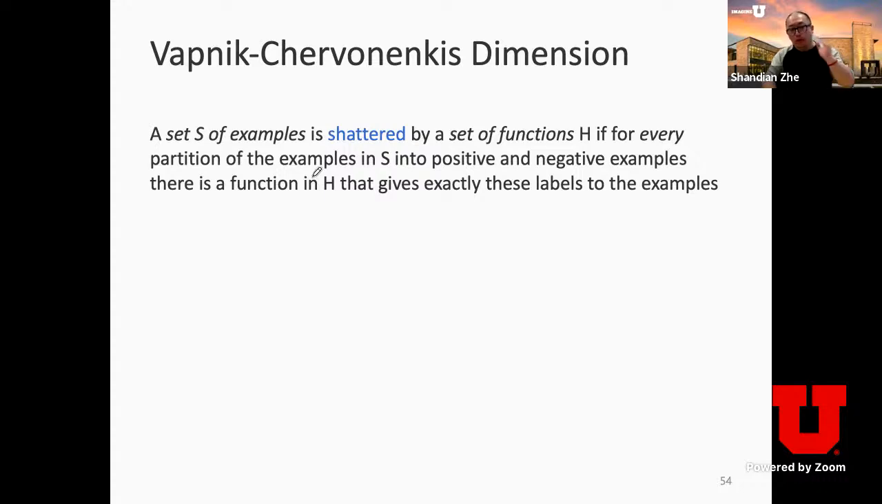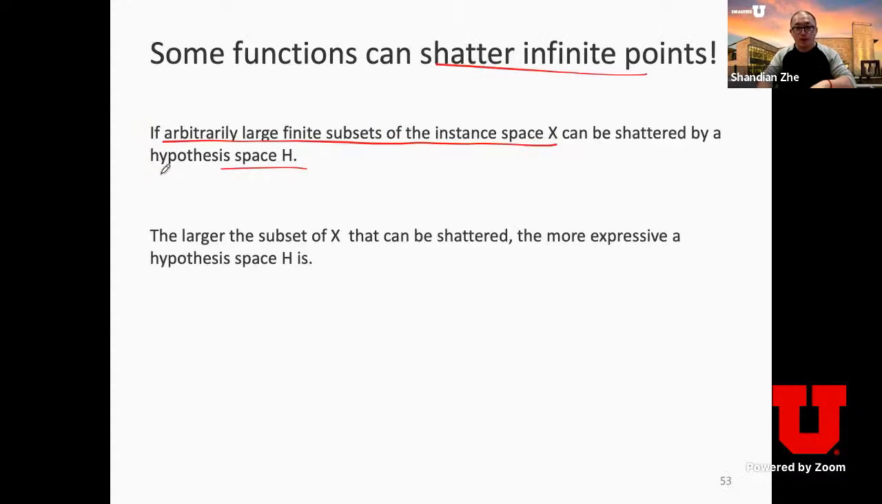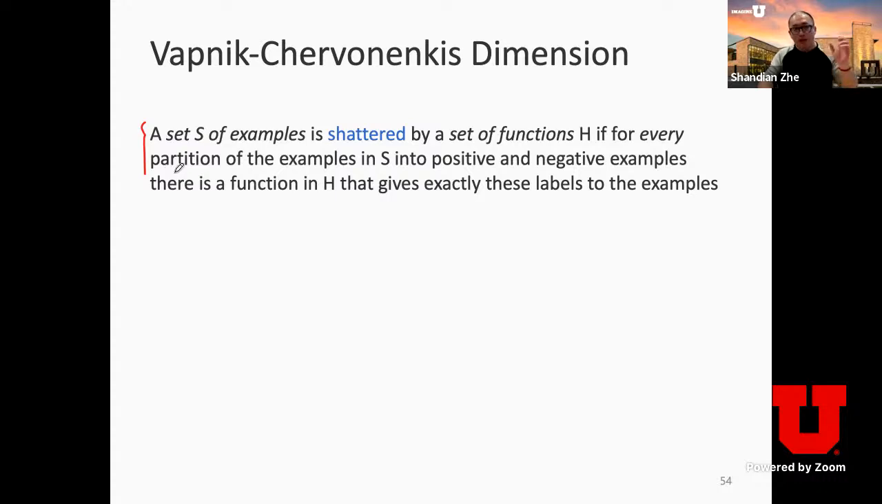Okay. So now let us come to the central definition here, the VC dimension. So we know the concept of shattering, right? A set S of examples is shattered by a set of functions H if for every labeling scheme of those examples in S, we can find a function h in H that gives exactly those labels to the examples, right?